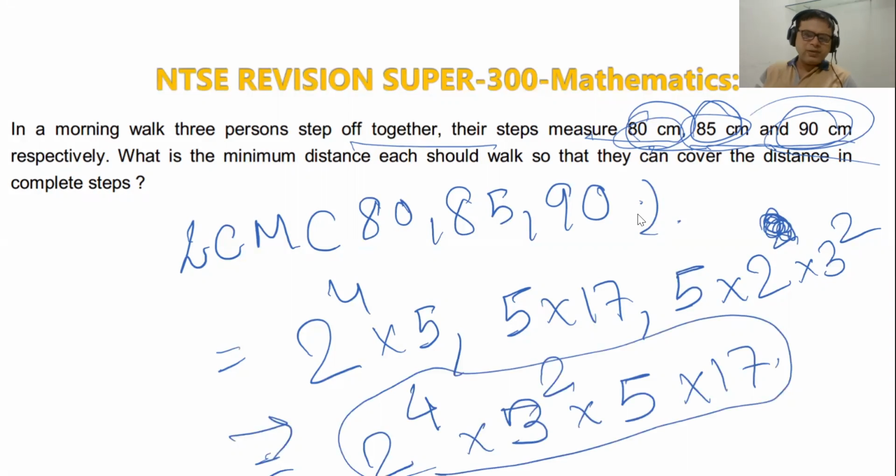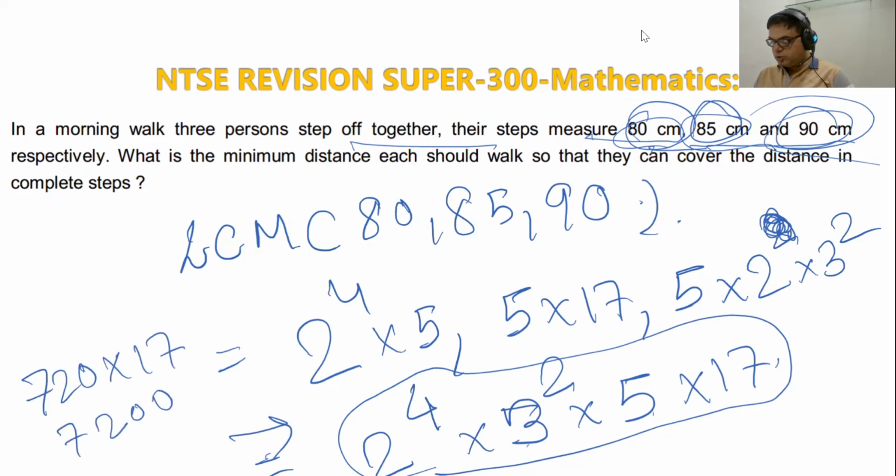Many have given the answer. So this will be 16 5s are 80. 80 into 9, that is equal to 720. Basically, I have to calculate 720 into 17. So it will be 7200 plus, how much will this be?